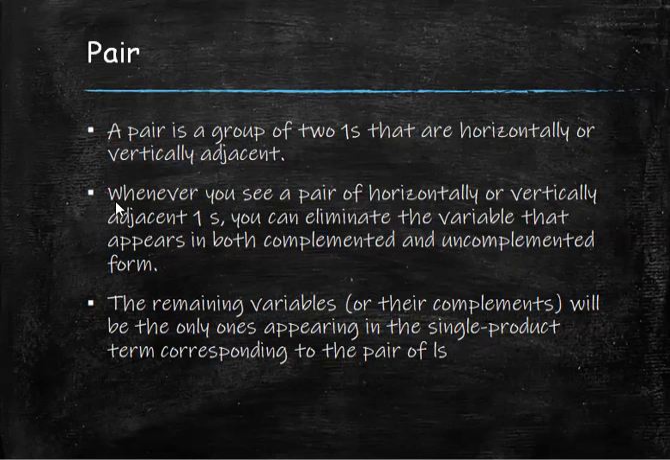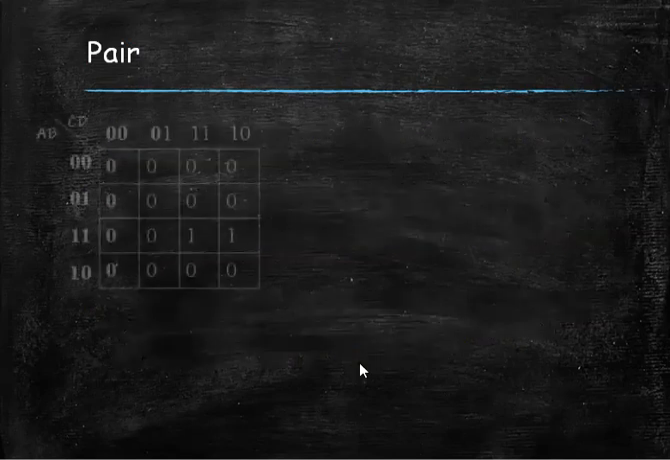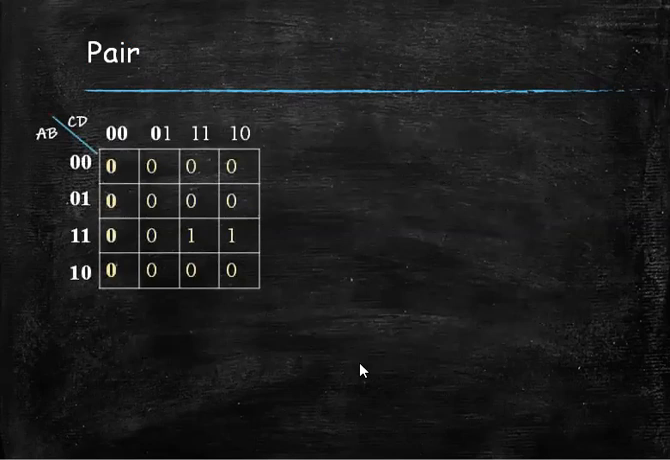Once more, we say that whenever you see a pair of horizontally or vertically adjacent ones, you can eliminate the variable that appears in both complemented and uncomplemented form. The remaining variables will be the only ones appearing in the single product term corresponding to the pair of ones. We are going to consider an example.